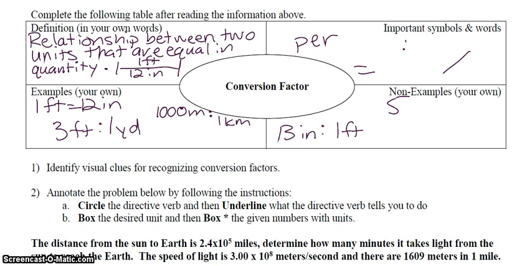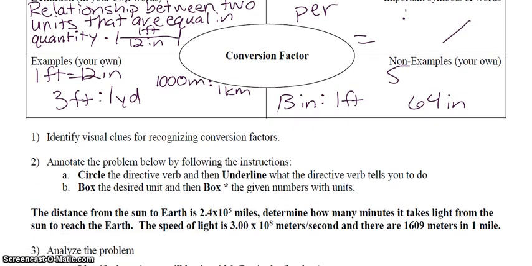Counting numbers don't imply any relationship. And even taking a single value with a unit of measurement won't allow you to get from one unit to another. What might that 64 be equal to? What's the relationship? We don't know. So those are some non-examples of conversion factors.